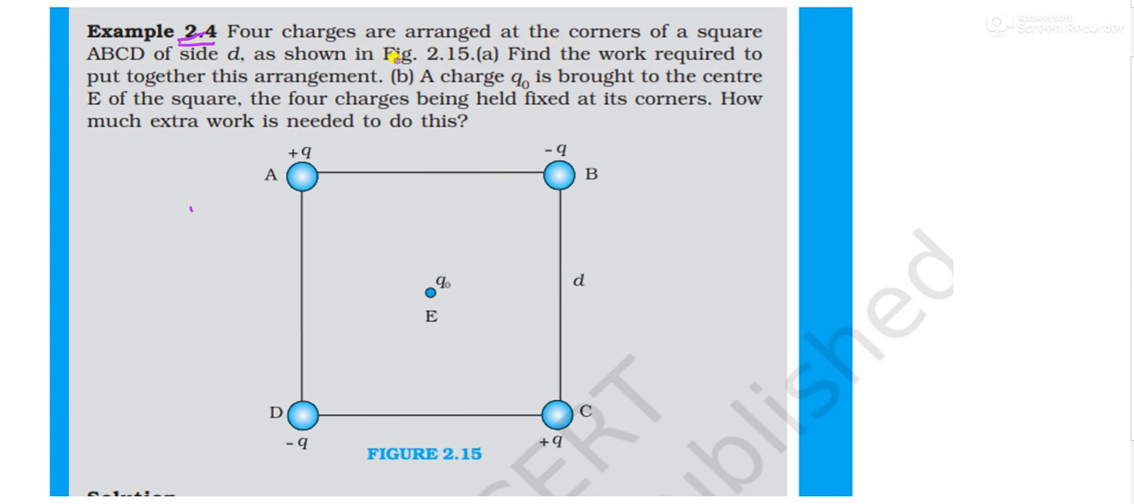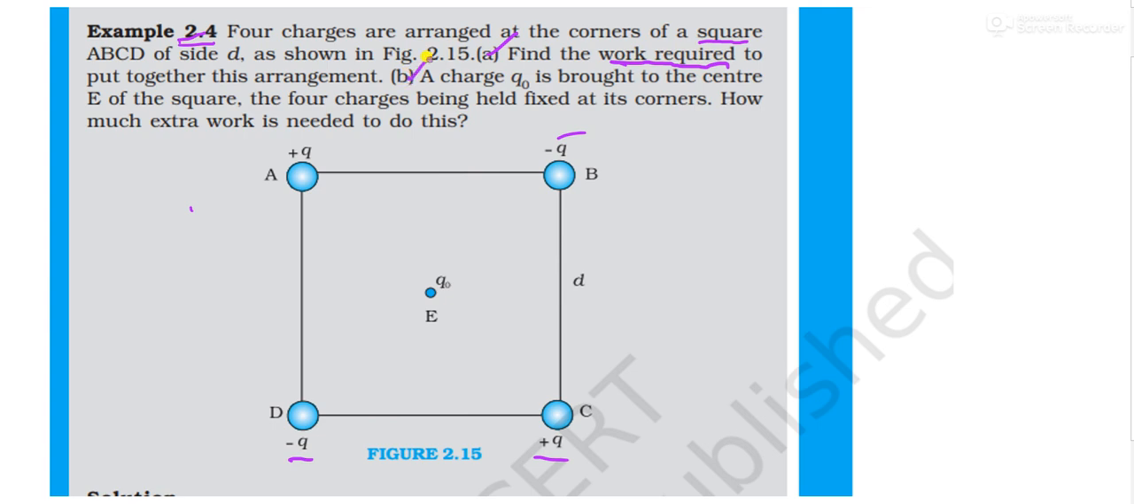There are four charges placed at the corners of a square, as given in the question. They placed minus q, plus q, minus q, plus q at A, B, C, D. The first question: find the work required to arrange this system.